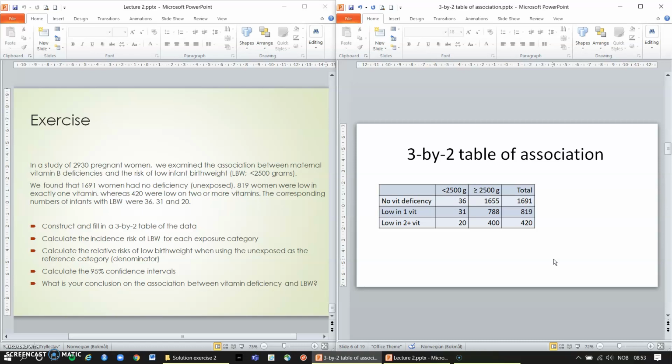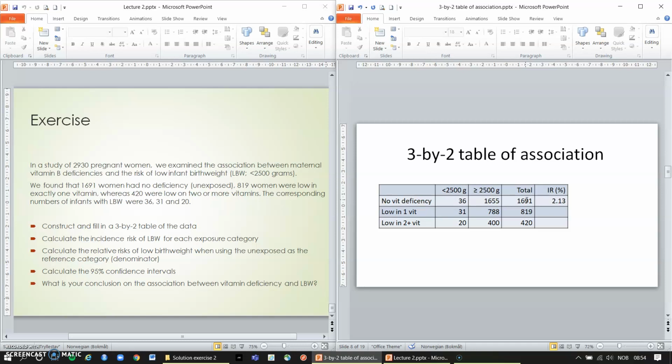In the second question, we are asked to calculate the incidence risk of low birth weight for each exposure group. As there is no information about the per sample number, we choose to calculate the incidence per 100 sample, which will give us the percentage. Starting with the first exposure group, we simply calculate the ratio of the number of infants with low birth weight, which is 36, and divide this number with the total number of births in the same exposure group, which is 1,691. To get the percentage, we multiply the ratio with 100.